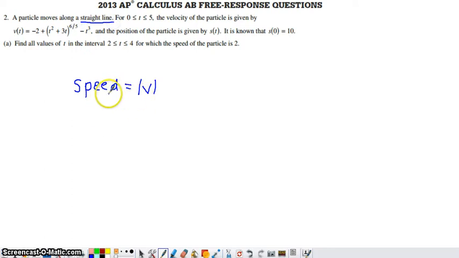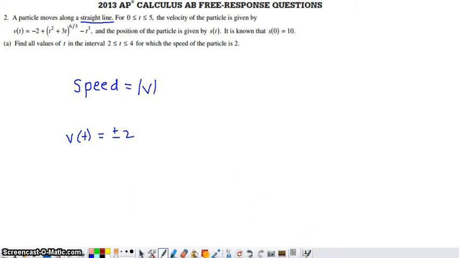And so really what we would need to know here is where on the interval from 2 to 4 does the velocity function equal plus or minus 2. Since speed is the absolute value of velocity, we're looking for a speed of 2. The absolute value of 2 or negative 2 would give us 2 for our speed, and so we would need to determine where these things happen.